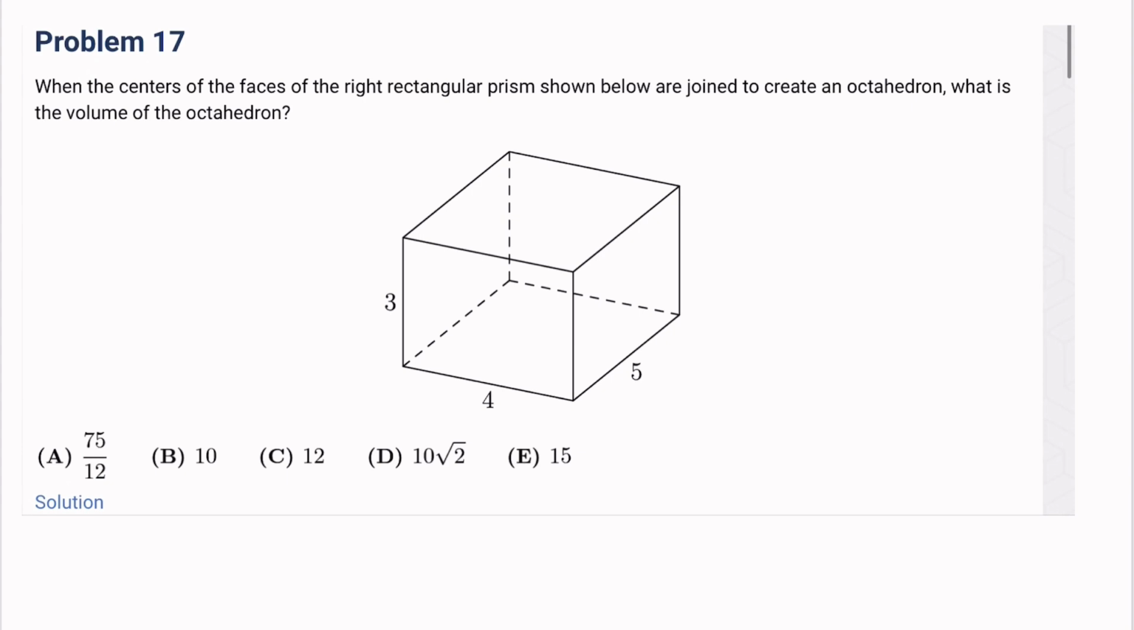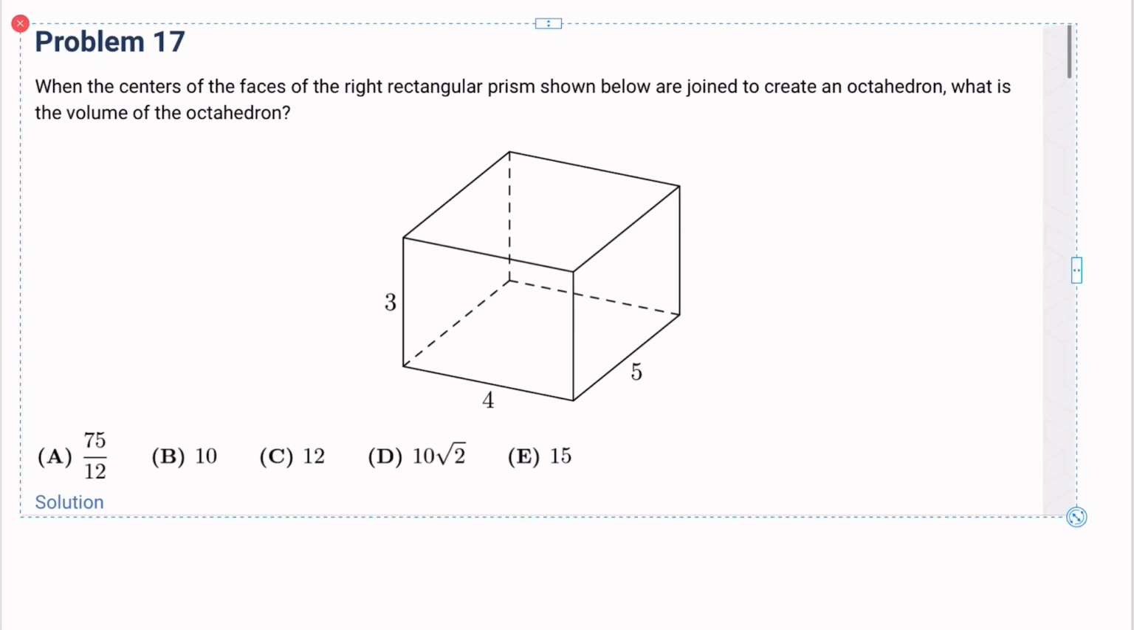Number 17. When the centers of the faces of the right triangular prism shown below are joined to create an octahedron, what is the volume of the octahedron? Okay, so let's try to connect the centers. And so that will be our octahedron. And for the volume, first we notice that this is made up of two rectangular based pyramids, right? And they will be this pyramid right here, and the bottom pyramid, which is the one that's right below here, right?